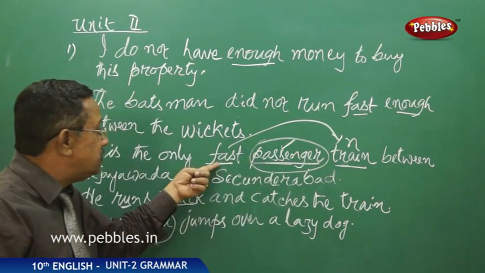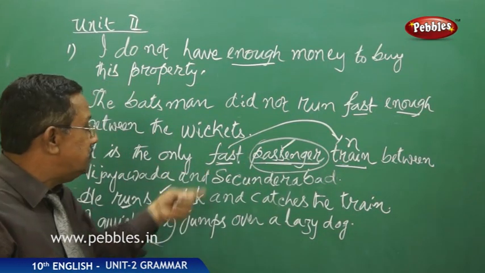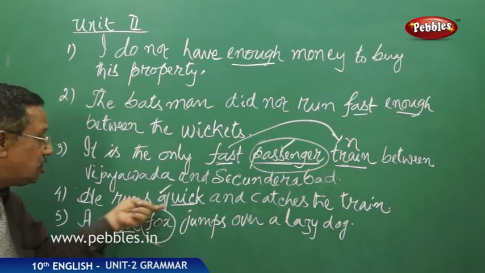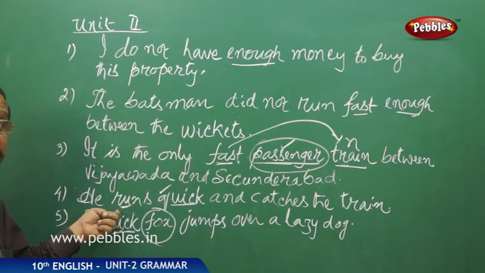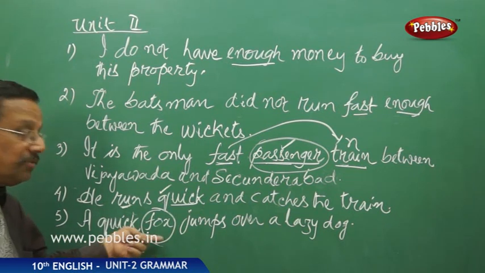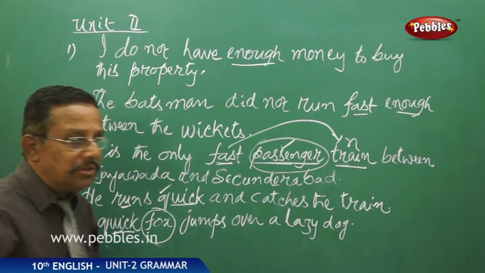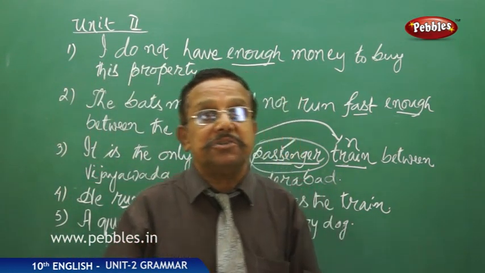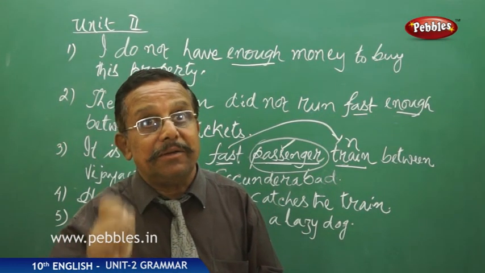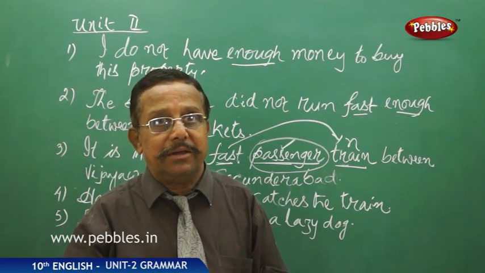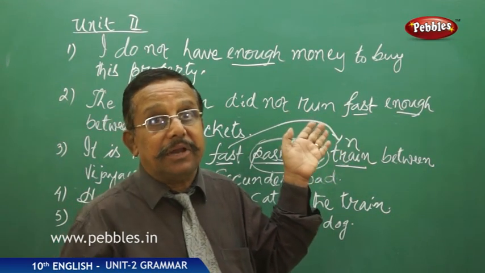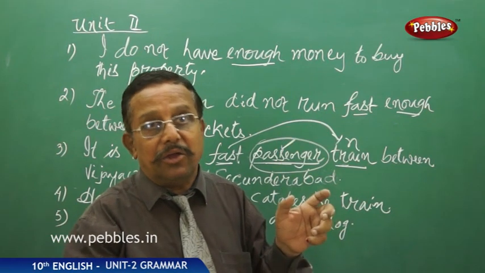Here, if you see, it is the only fast passenger train. This train is qualified by this adjective fast. So, adjective here. And here it is runs quick. How does he run? Runs quick. So, this quick is an adverb, modifying this verb. And here a quick fox. Quick is there. Fox is there. Fox is a noun. That way, the usage, the placement of the words determine to which part of speech a certain word is falling under. Right? That is what we are learning under this chapter, enough. There are certain sentences and usage of enough here and there. You can see very carefully.